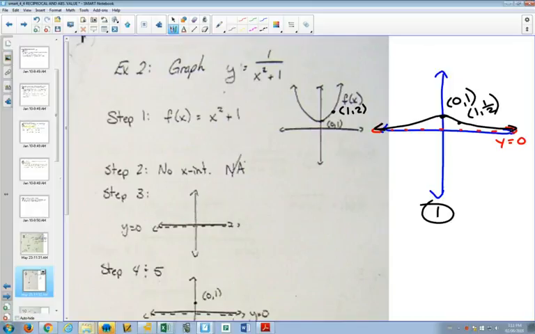What did we call this one? Speed bump. We should have done 1 over negative x squared minus 1, so we could have done potholes because it's Winnipeg, but we have a speed bump.